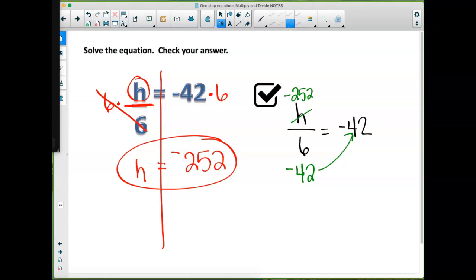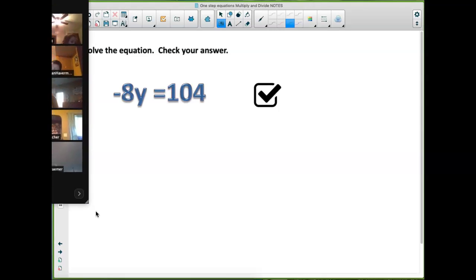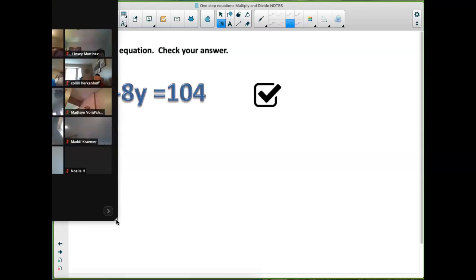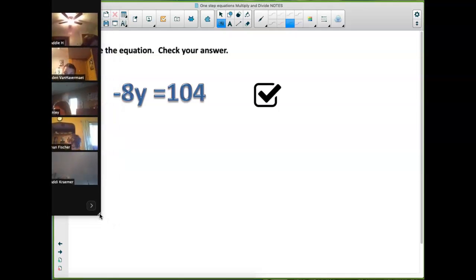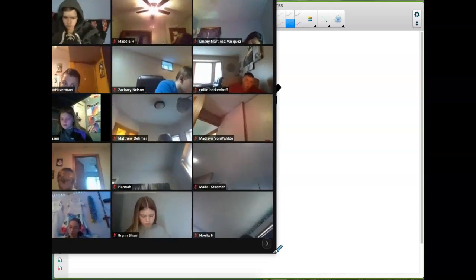Okay, now I want you to try one on your own. Put this one in your notebook. Get an answer. When you've got an answer, hold your notebook up to the screen, to your camera. And remember, you have to show your work.